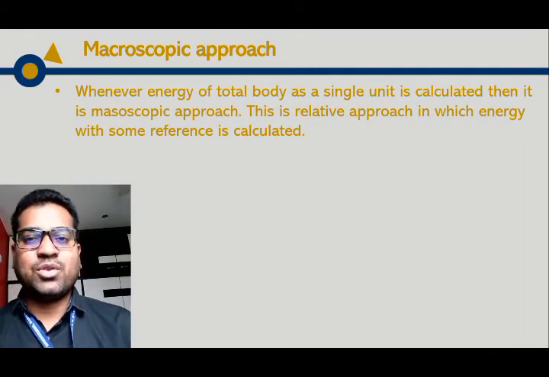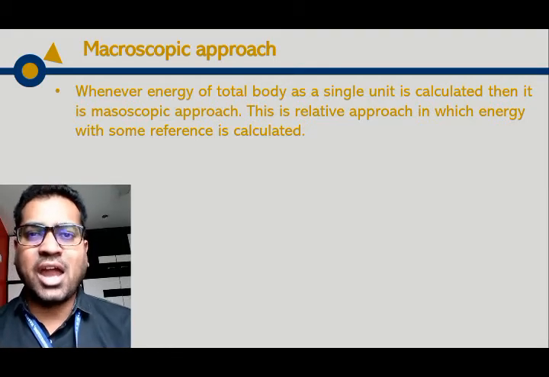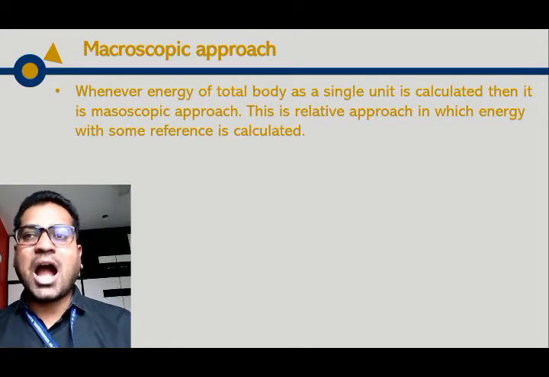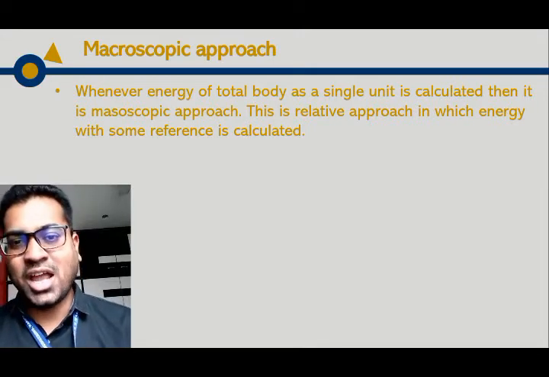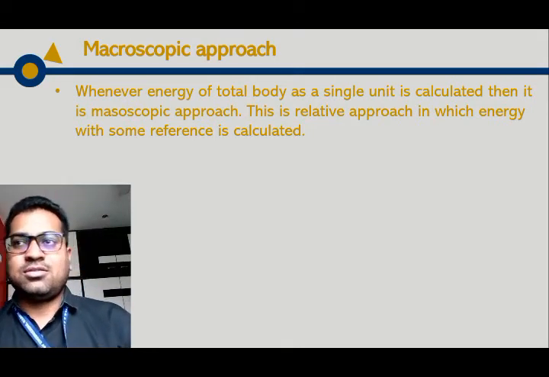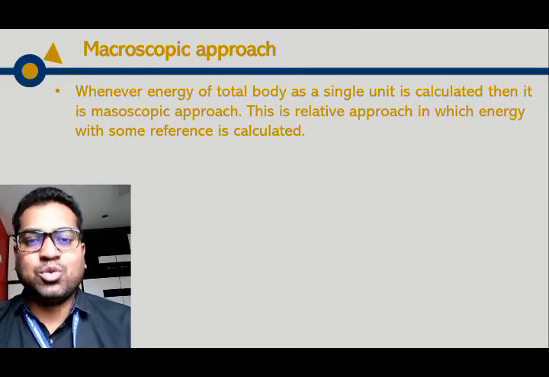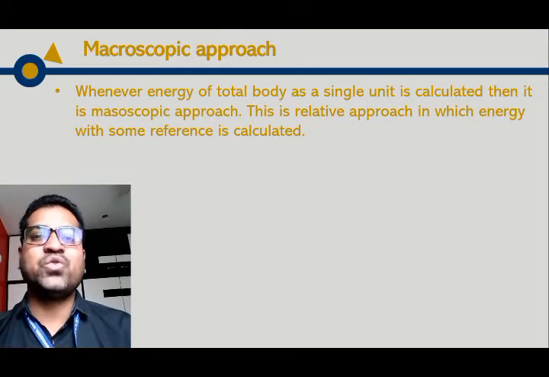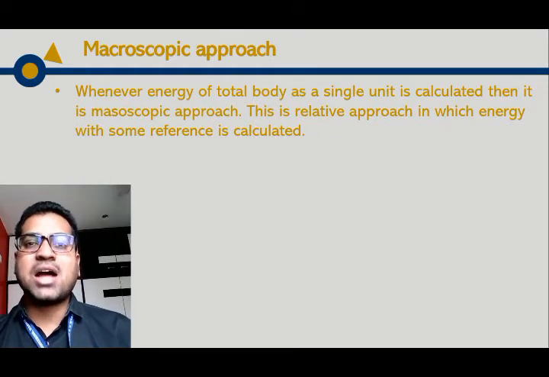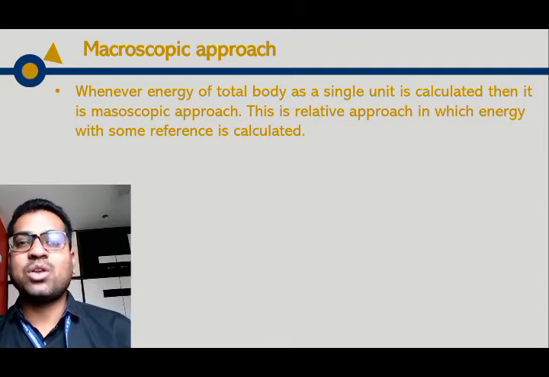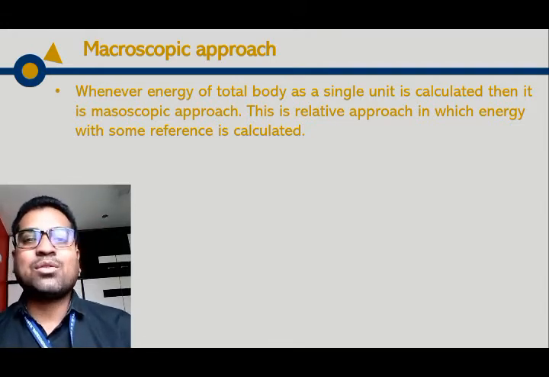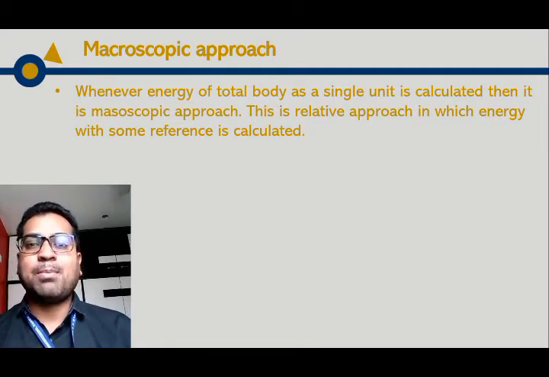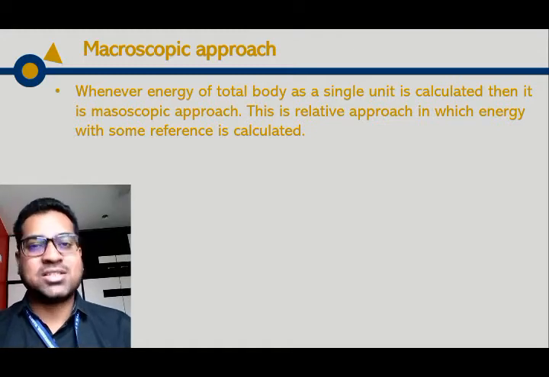In this approach, we consider the total body as a single unit and we will not focus on individual particles of the body. For example, a car is moving on a road with a certain velocity and I want to calculate the kinetic energy of that moving car. The formula for kinetic energy is half mv square, where m represents the mass of the car and v represents the velocity of the car. While calculating the mass, I will consider the total car as a single unit, calculate the mass of the total car, and put that mass into the formula.